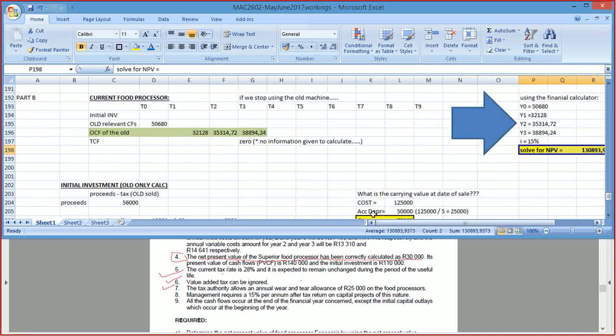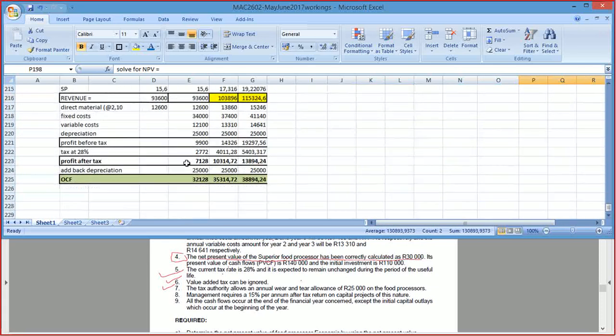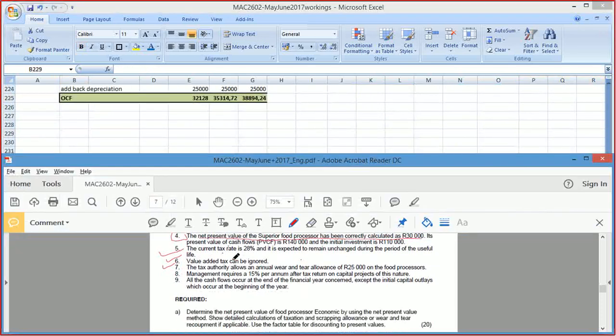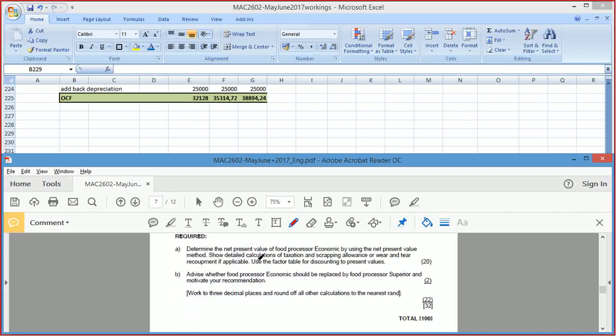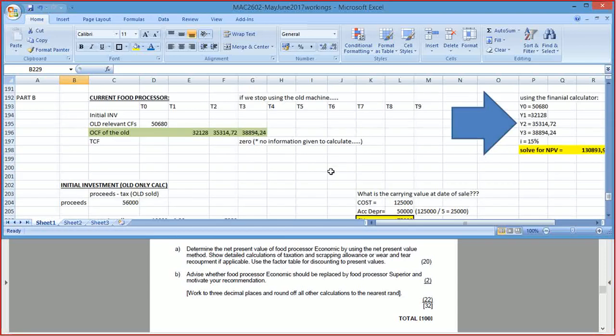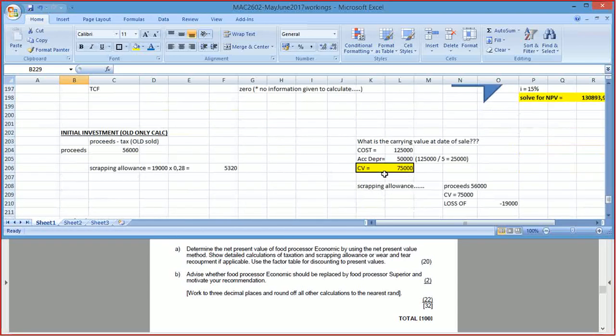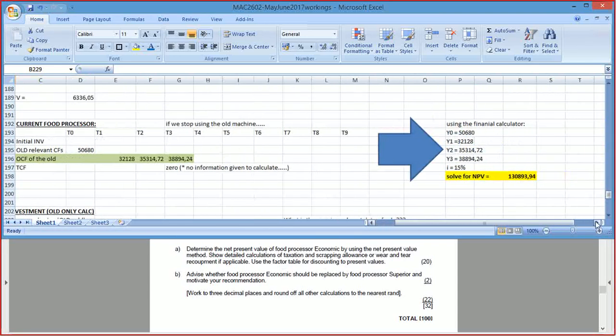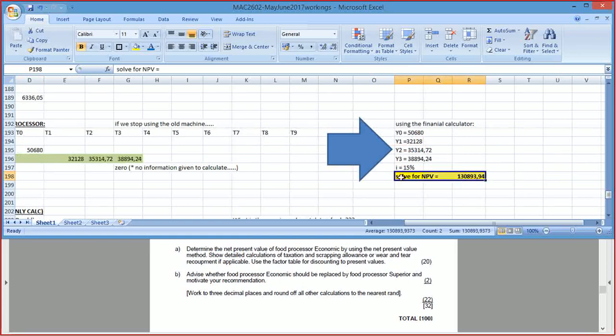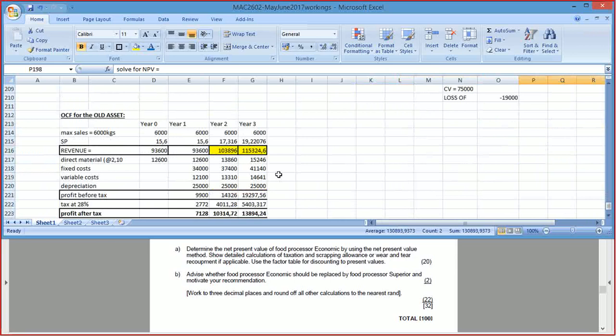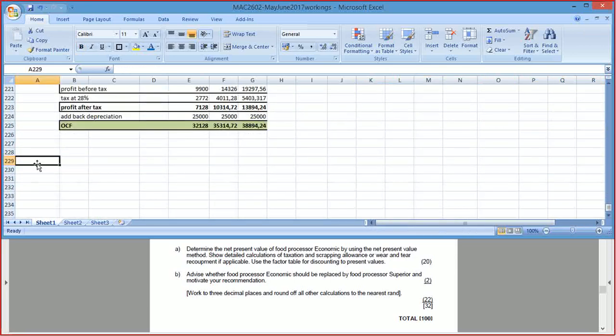So what have you just worked out? You've worked out the net present value of the old asset based on the current situation. Now we need to summarize here at the bottom. What did they say? Determine the net present value of the food processor using the EVA. Show detailed calculations of tax and scrapping allowance or wear and tear recoupment if applicable. We've done all of that, so that actually answers the first bit. That's what they wanted: solve for the net present value.